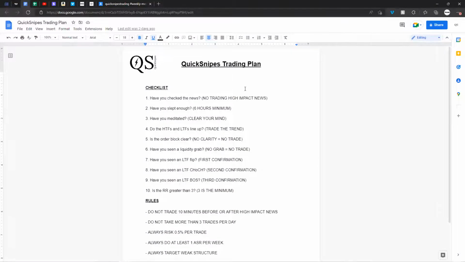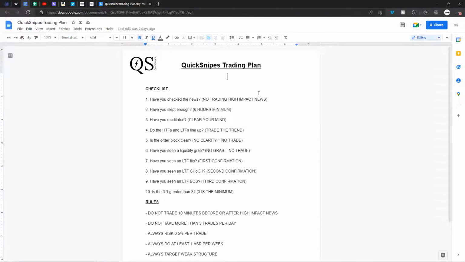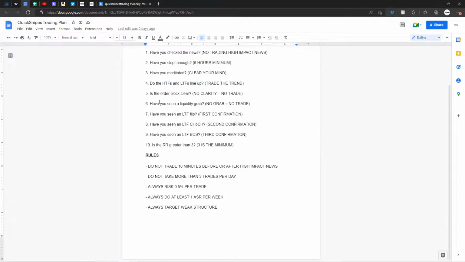Remember, we have a trading plan over here, which will be sent out tonight. If you follow this trading plan, you should be fine. Obviously, this isn't aligned for everyone. You can edit it, make your own version, same thing. And look, we have that fundamental side, the general well-being side, the higher time frame and lower time frame bias aligning, the supply zone clarity, and that first confirmation, which is that liquidity grab.